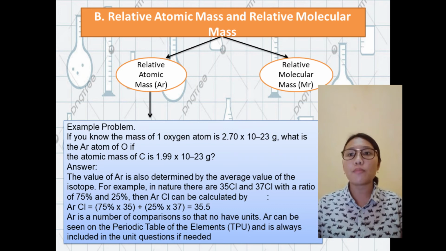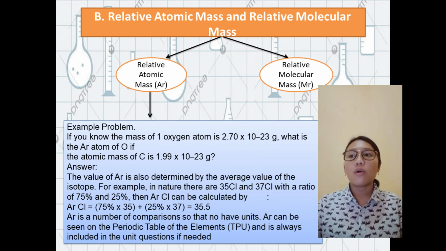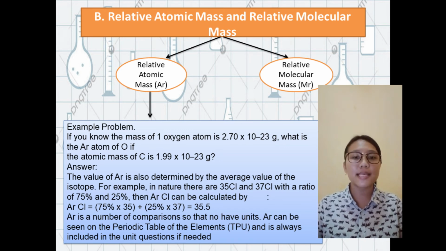The relative atomic mass of an element, Ar, is a number that expresses the ratio of the mass of one atom of that element to 1/12 of the mass of one C12 atom. Ar X equals the average atomic mass of X divided by 1/12 the atomic mass of carbon 12.